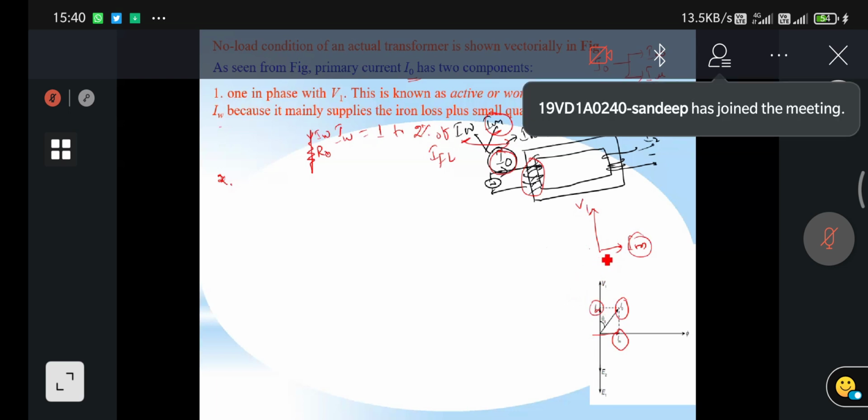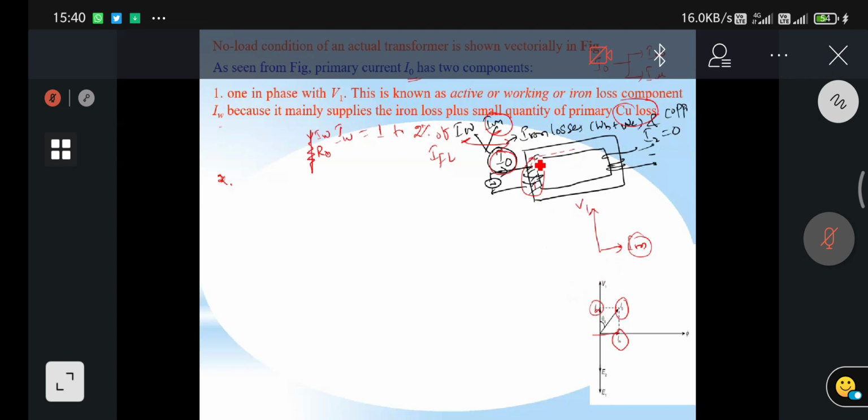It produces the flux in the core and does not consume any power. It is represented by IM, and is 4 to 5% of the full load current.